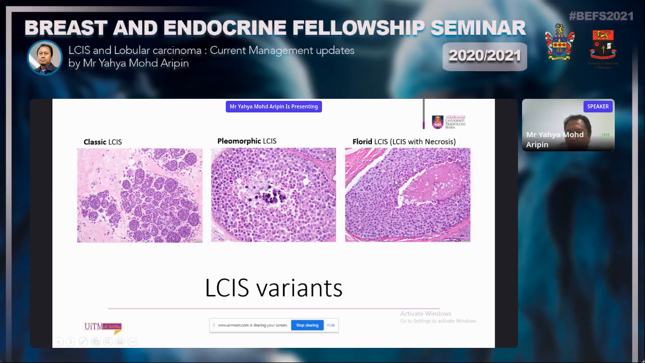On the right side, you can see that the cells are more numerous compared to classic and pleomorphic, and when the cells are more, you can also see central necrosis in the acini. So this is the LCIS with necrosis. So why do you need to know this? Because the management will be different.